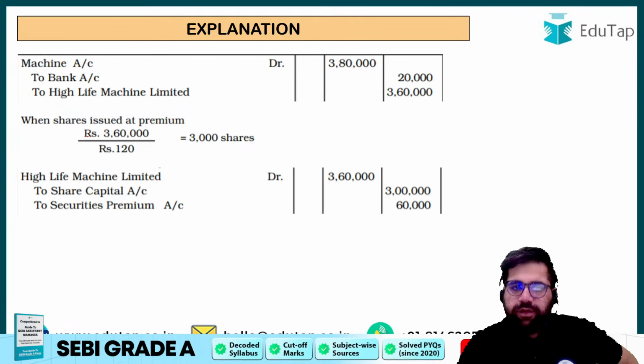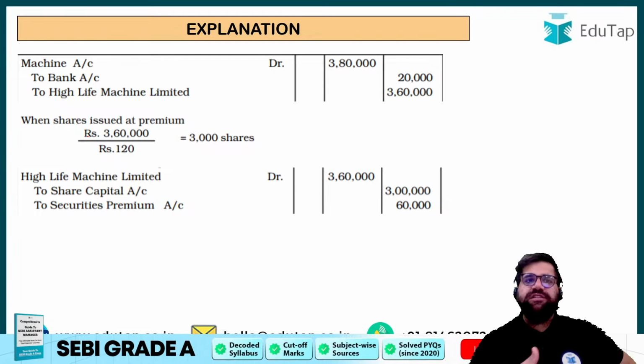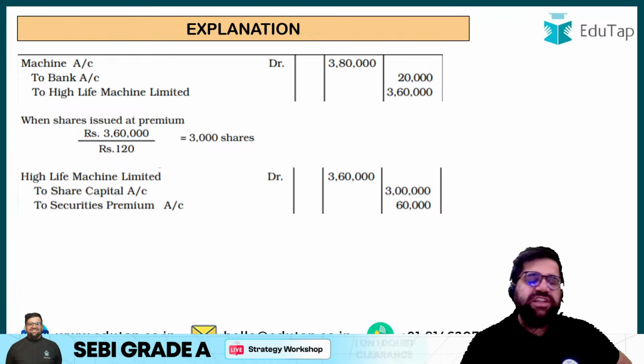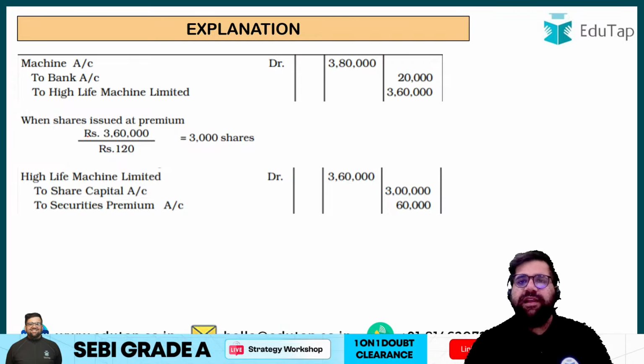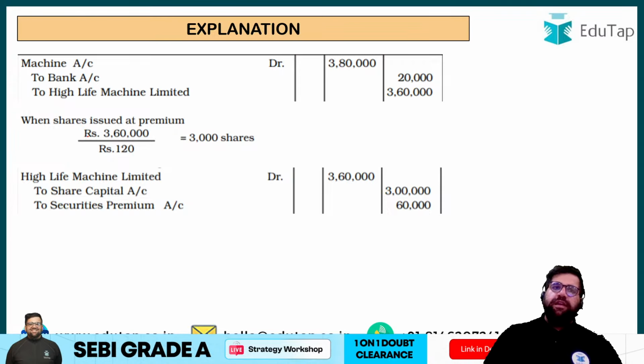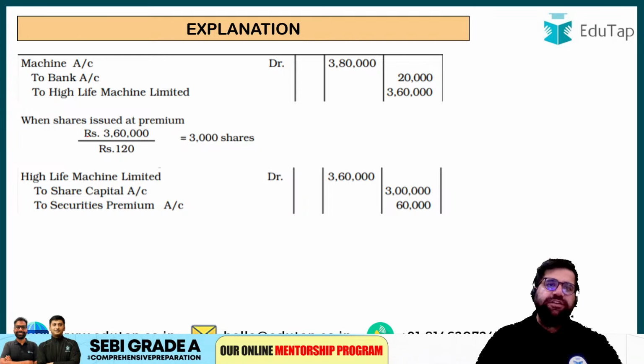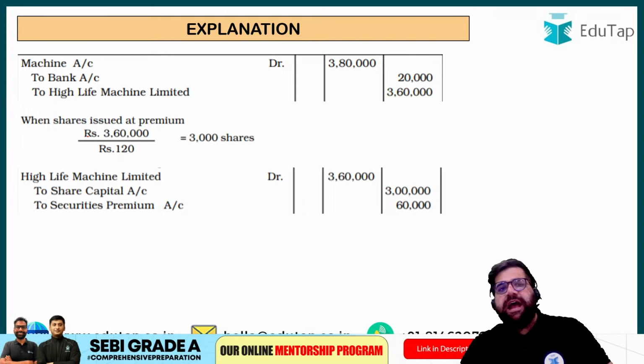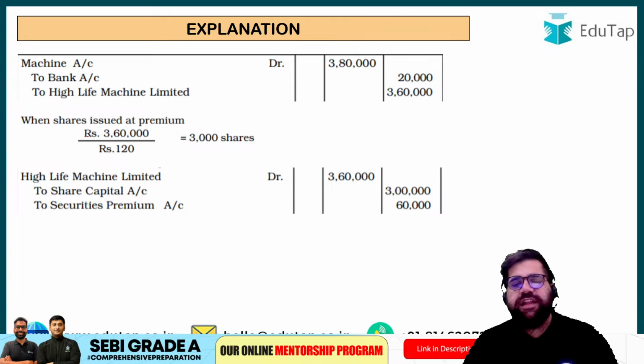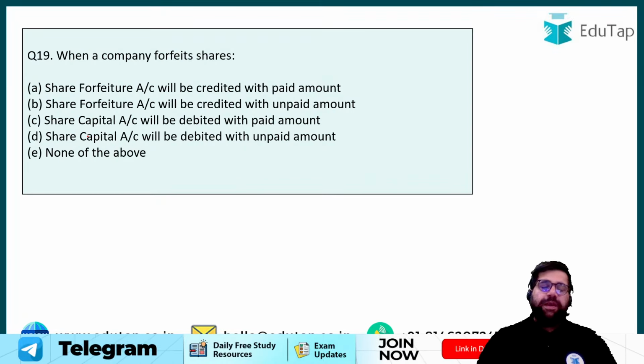Okay, cool. So this is your journal entry: machine account debit, because the machine is coming into your business. Asset increase is always debited. To bank, to the machine which you have bought, right? And you are issuing 3,000 shares for which you will be having a premium of rupees 60,000, because 20 is a premium which you are collecting on each share.